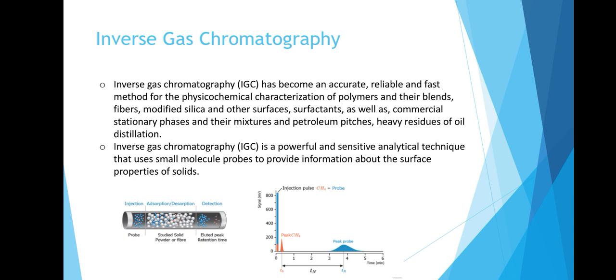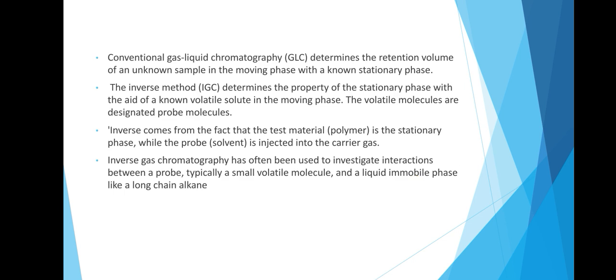Given below is a schematic diagram of inverse gas chromatography, and compared to that, there is a peak that we can obtain from it. Conventional gas liquid chromatography, that is GLC, determines the retention volume of an unknown sample in the moving phase with a non-stationary phase. The inverse method, IGC, determines the property of the stationary phase with the help of a volatile solute in the moving phase. The volatile molecules are designated as probe molecules.